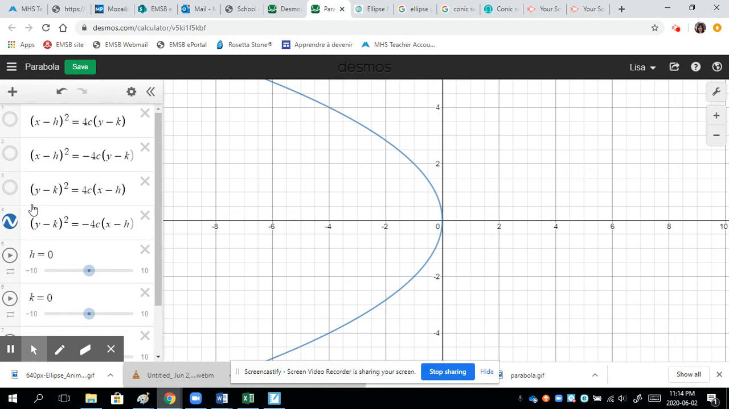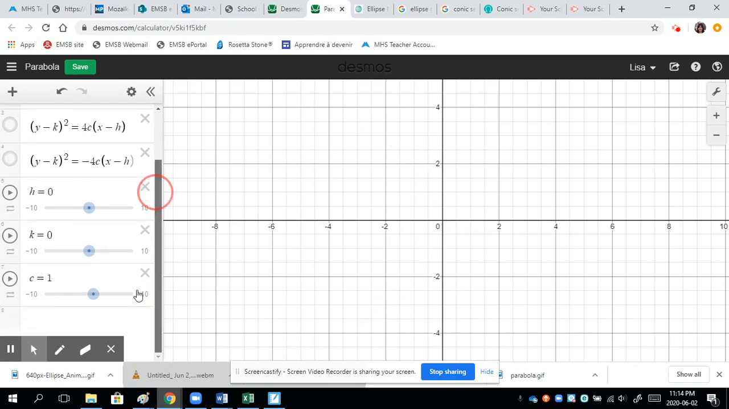The way I remember it is, if it's x squared, it's either up or down, because we know y equals x squared is the basic quadratic formula. So anything with x squared is up or down. Y squared is left or right. Positive is up, negative is down, positive is right, negative is left.